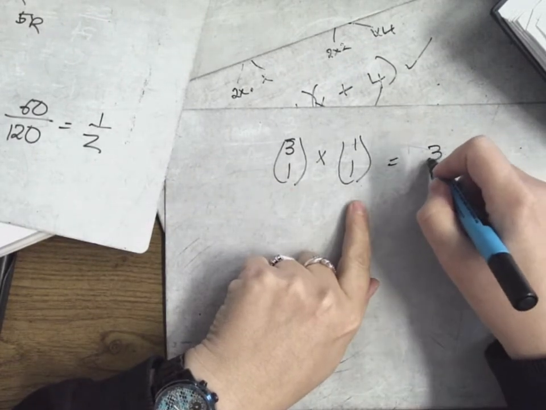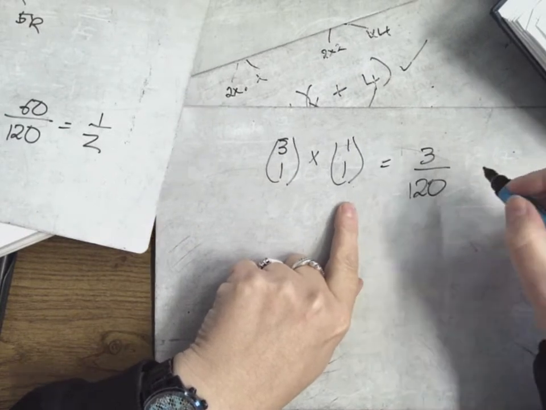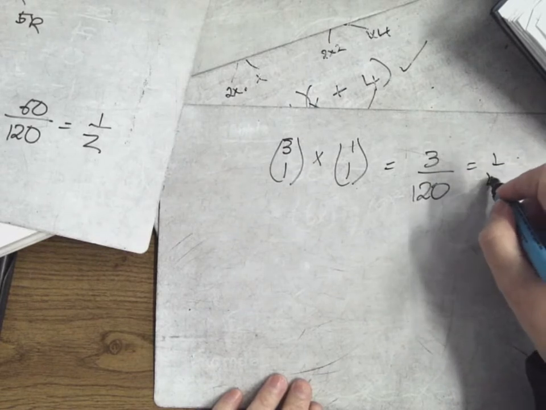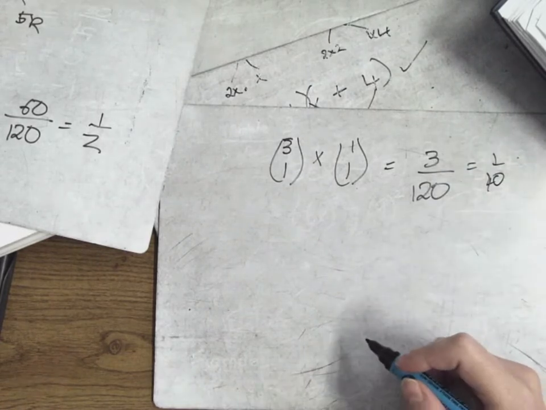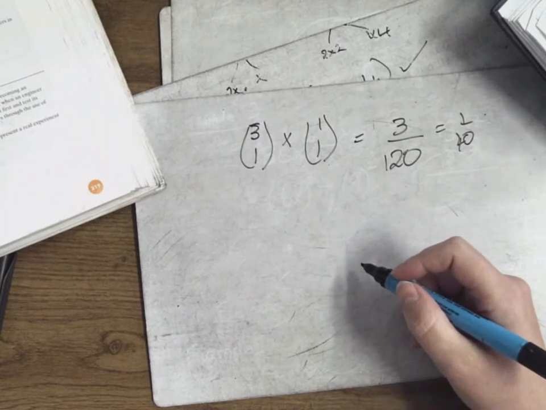So that's 3, and it's out of the total number of ways you can pick any 2 students, is 3 out of 120, so that cancels down to 1/40. Is that okay? Yeah, I'll take that as a yeah, nobody's talking.